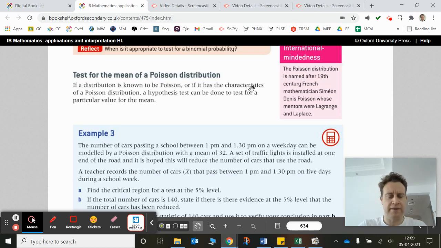One extra thing as well is that lots of these tests can be done on your calculator. These ones for the binomial and the Poisson distribution at the moment can't be done on the calculator. There is no test for this. You just need to find the critical region, or you need to find the p-value. So that's what we're building up to in these questions.